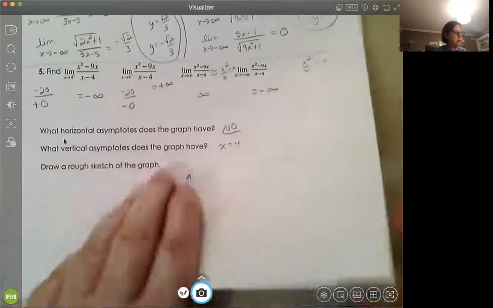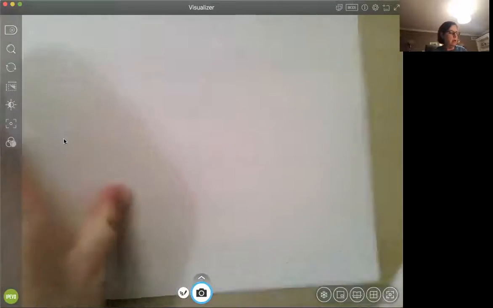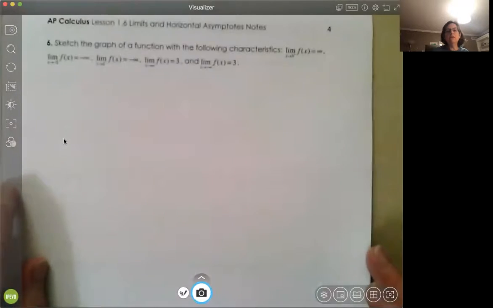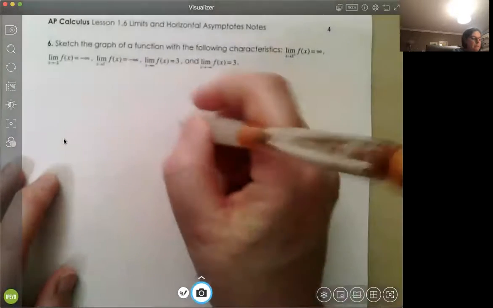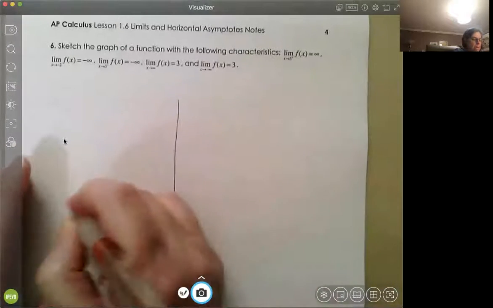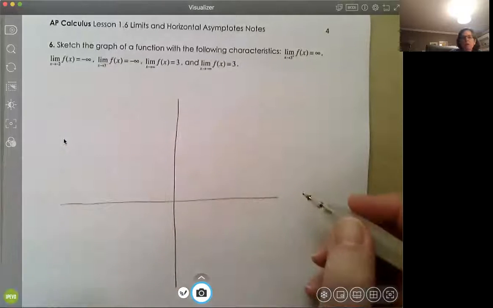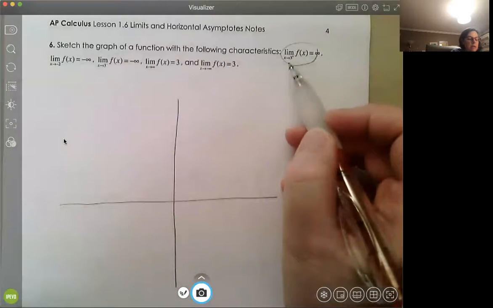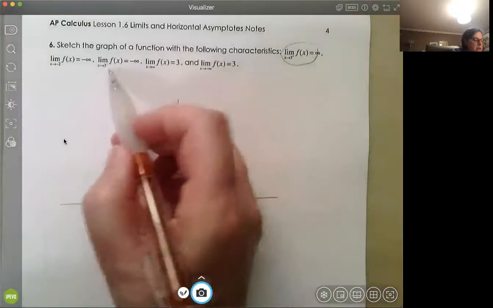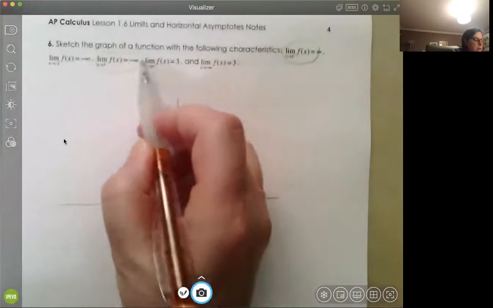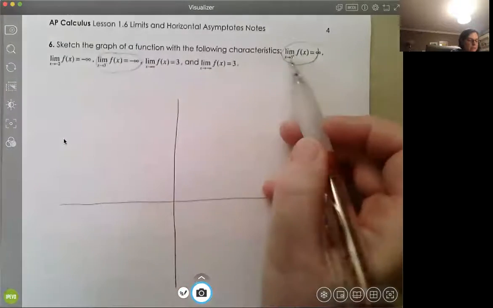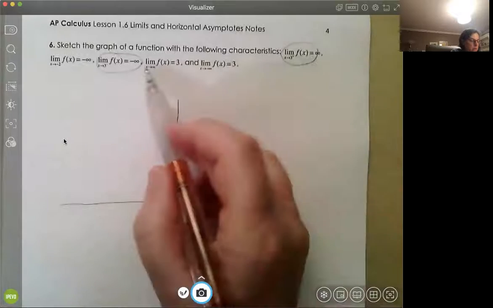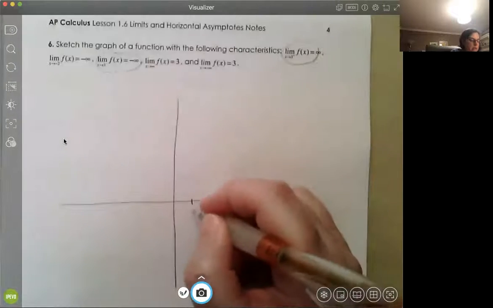We're going to do another little sketching problem on page 4. This time the limits are all already given to you. You're not being asked to find the limits, you're just being asked to sketch the graph. All right, so I'm looking here. The limit as x approaches 3 from the right, and 3 from the left. One goes to infinity, one goes to minus infinity.